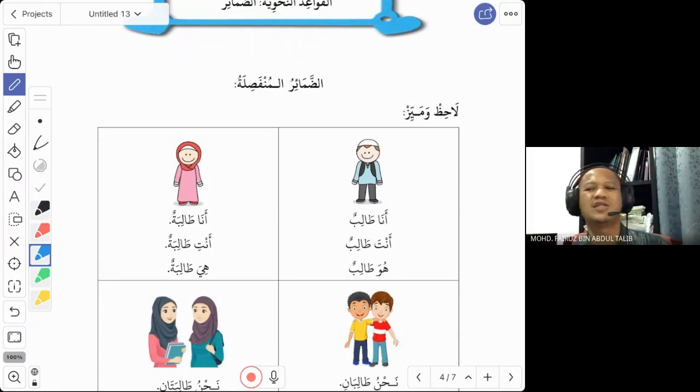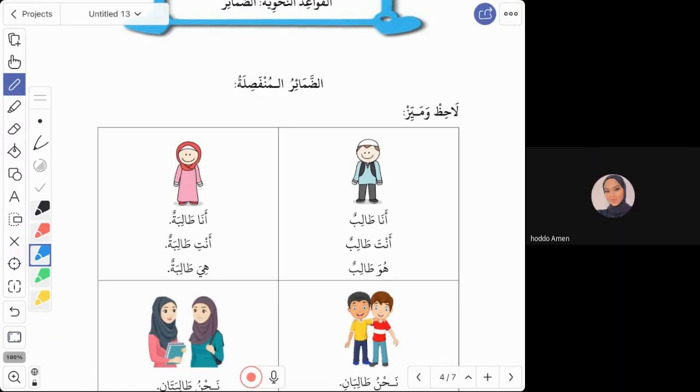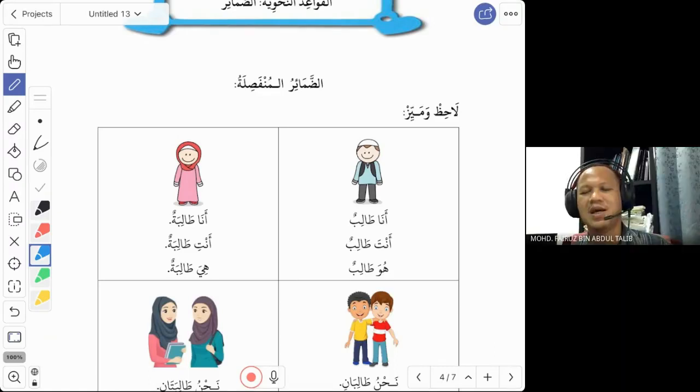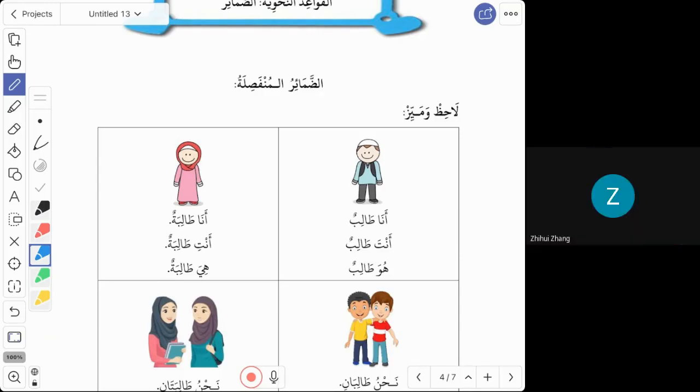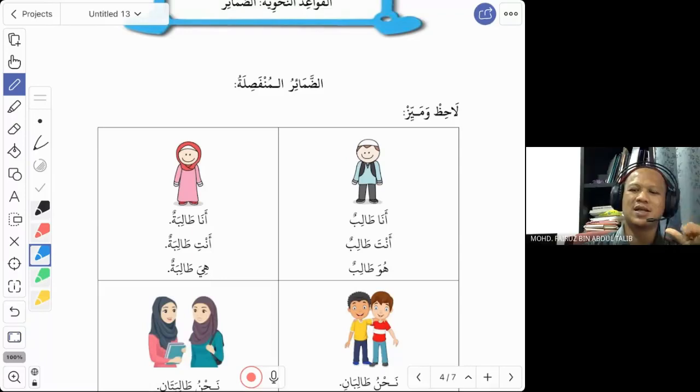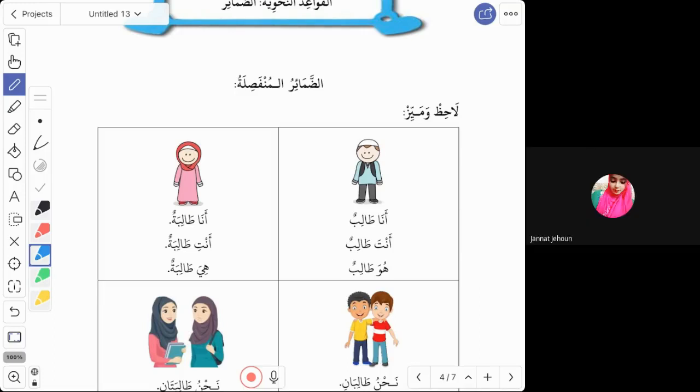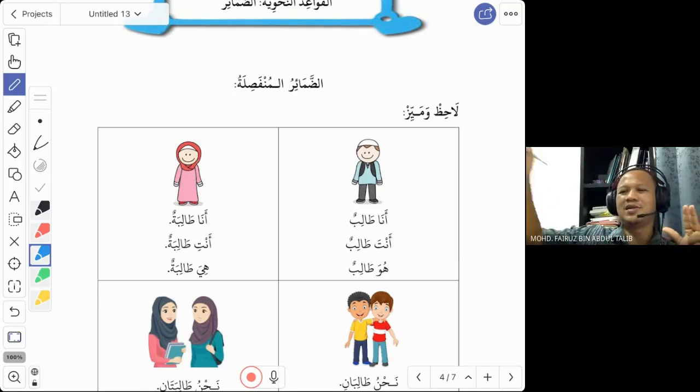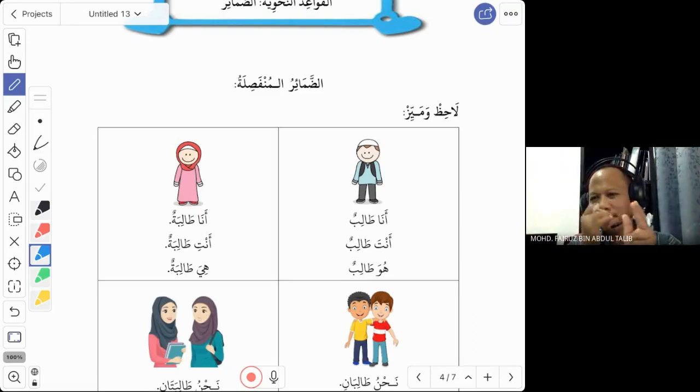Dama'ir Munfasila, this is where you say I, you, we. Ana, anta. Anti. Yes, ana, anta, anti. 3 words. 3 more. Ka and ki, that is the other Dama'ir. That is Dama'ir Muttasila, the attached Dama'ir. We are now on the topic Dama'ir Munfasila, the separated Dama'ir.